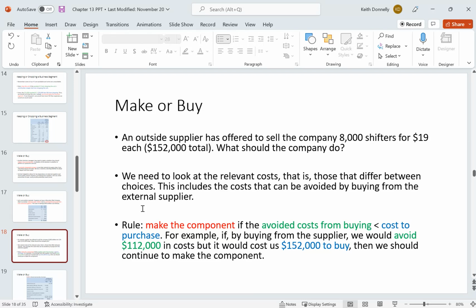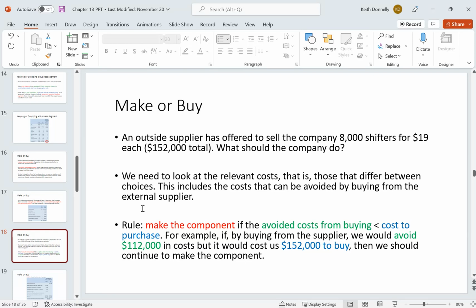So an outside supplier, Bikes R Us, a different company, has come to us and says, hey, instead of you making those 8,000 gear shifters, we can sell you 8,000 for $19 a pop. In other words, $152,000. Well, what should the company do here?